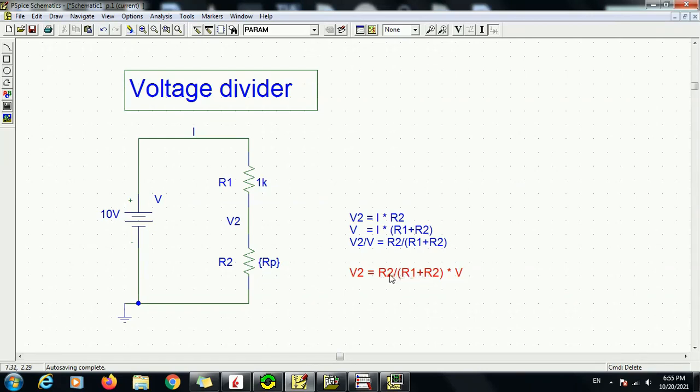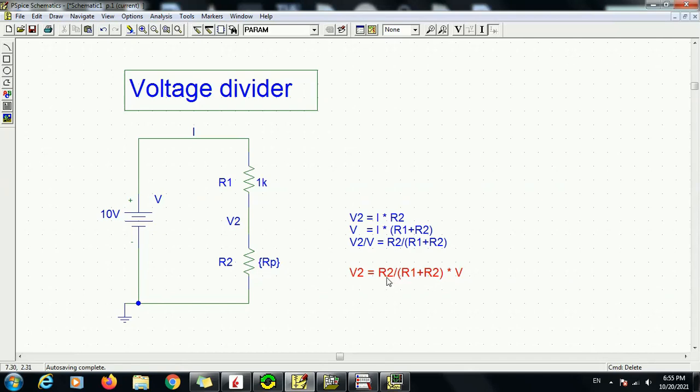For example, if we change R2 from 1 kilo ohm to 2 kilo ohms, we don't expect the voltage V2 to change in a linear way from, for example, 5 volts to 10 volts. It will not be doubled if we double the resistor value, as we can see from this equation.